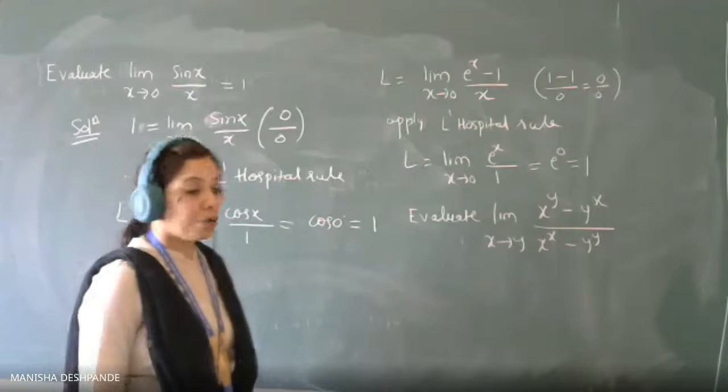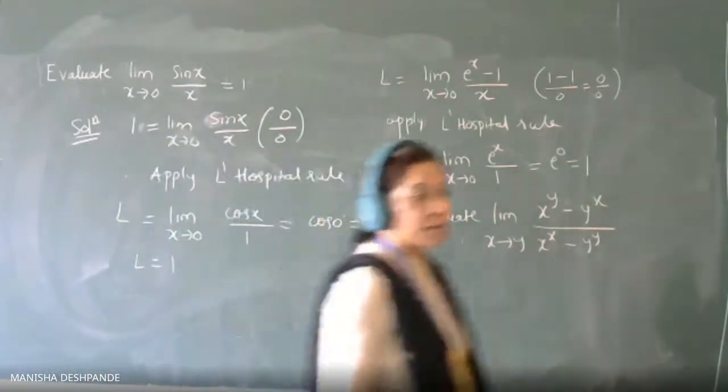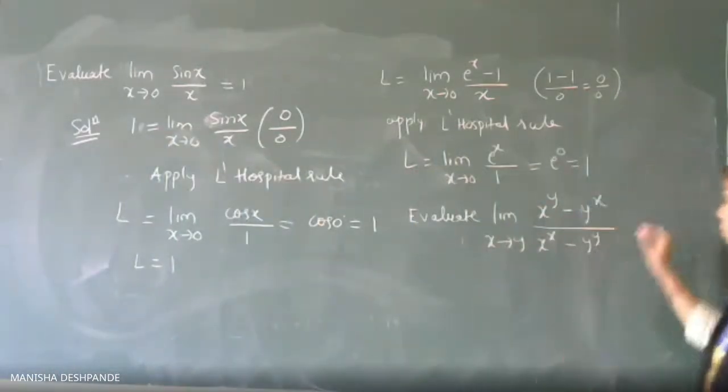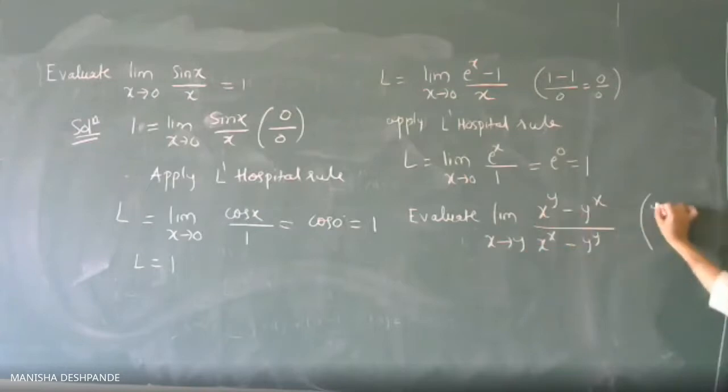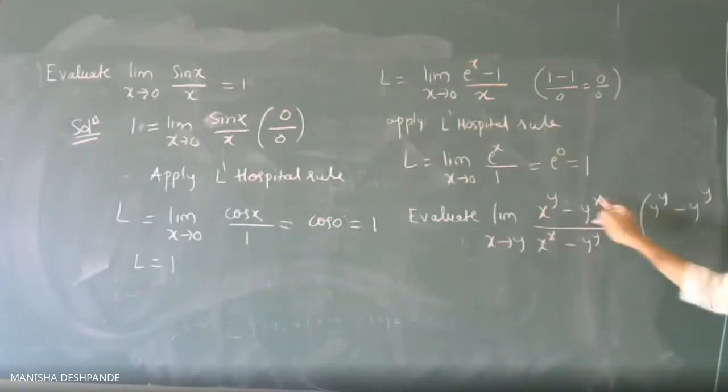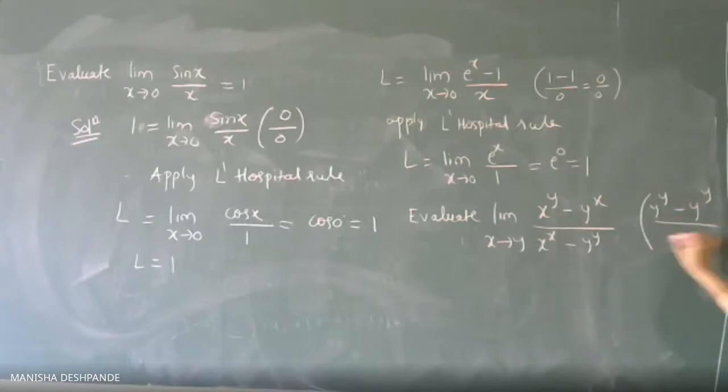Now you put the value of x as y and check what happens to the answer. So if you put x is equal to y, you get y raised to y minus y raised to y. This x is y and this x is y. Denominator also x is y, y raised to y. So you feel that it gets cancelled and the answer is 1. But no, it is actually 0 by 0. Is it okay? 0 by 0 form.